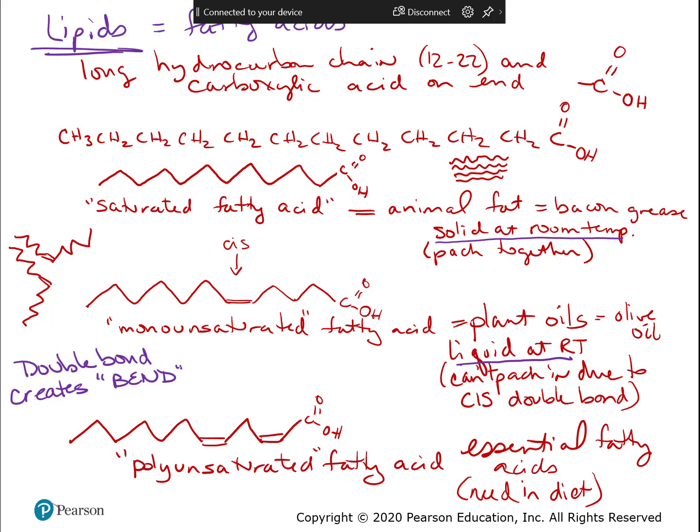That's the difference. That's why fats are solid. Like bacon grease is solid when it cools to room temperature. But if you cook in olive oil, the oil will still be liquid in the pan even after it's cooled.